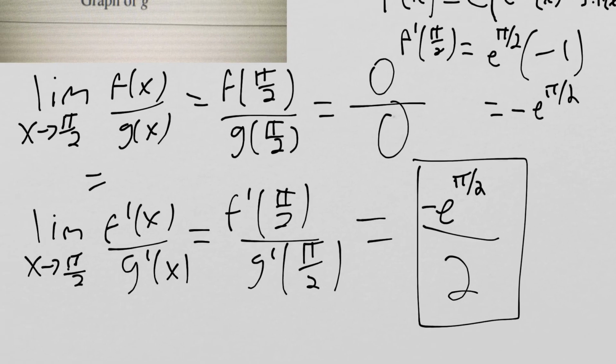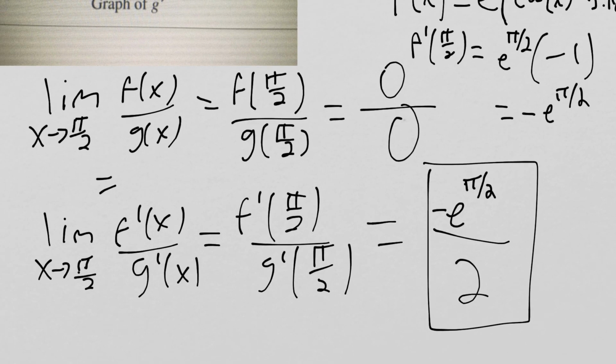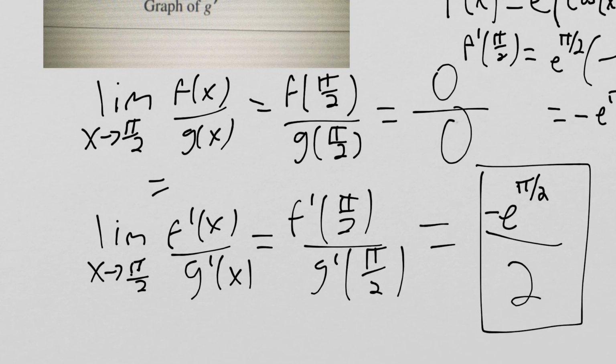And again, the cornerstone of this problem is that you're allowed to apply L'Hopital's rule because g is a differentiable continuous function and f is a differentiable continuous function. And when we did this limit, we got 0 over 0. So that's what brings L'Hopital's rule into play.